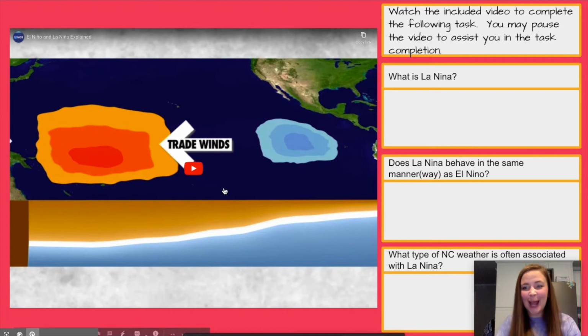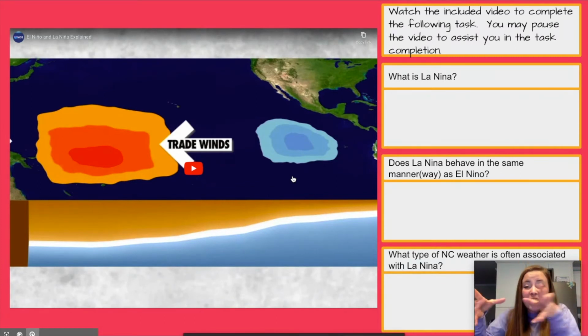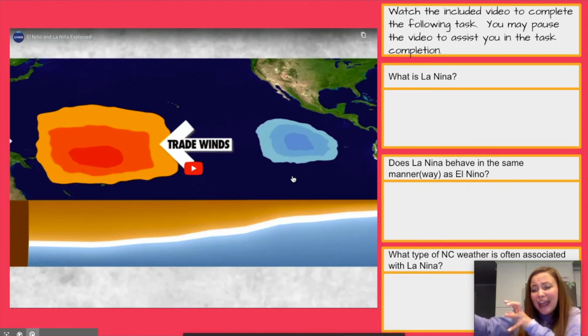Alrighty, friends. So La Niña is when the Pacific Ocean is cooler than usual, and it causes the Atlantic Ocean to be warmer than usual. And now it's time to talk about hurricanes because they really impact us here on the east coast of North Carolina. So when you've got those warm ocean waters in the Atlantic Ocean, and a storm system comes from off the coast of Africa, and those trade winds start to push it, it's fueled by that warm ocean water.